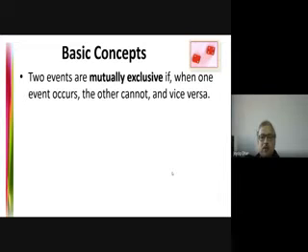Now extending the basic concepts. Two events are mutually exclusive if when one event occurs, the other cannot, or vice versa. Then we call it mutually exclusive, meaning both events are never possible simultaneously. Like tossing a fair coin, either it will come head or tail. If one comes, then the other can't.